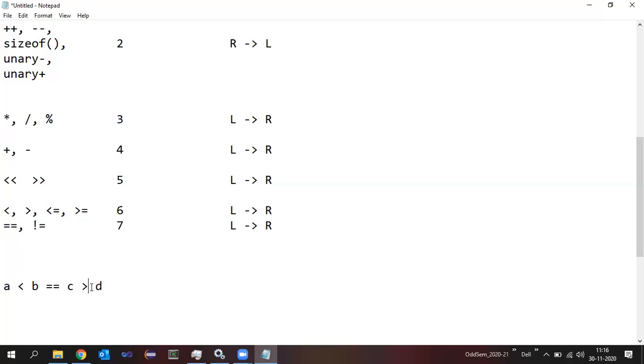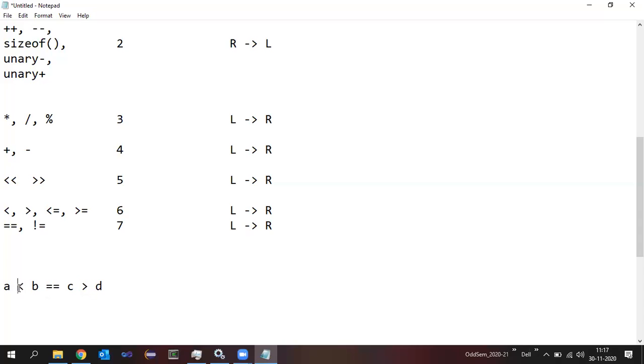Less than and greater than are both having the same priority, that is priority 6. Then equals to is having priority 7. That means among these two, less than has a higher priority than equals to, and less than as well as greater than both have the same priority. So the higher priority operations have to be performed first.